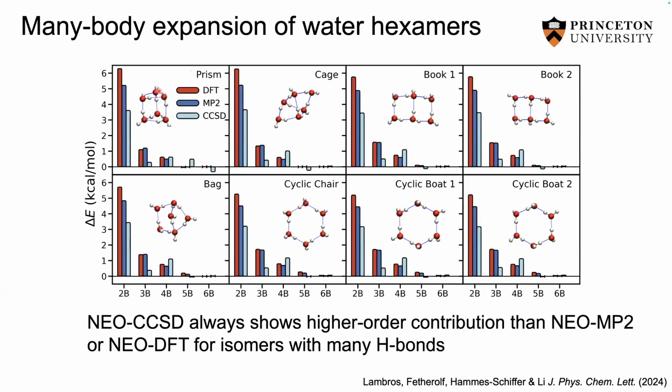And what we see is that for these isomers where there are many hydrogen bonds, so in this case, it has, I think, 9 hydrogen bonds, you see that at high order, so 4-body, 5-body, and even 6-body, the interaction terms strongly depend on nuclear quantum effects. And this is captured only at the CCSD level of theory. At the MP2 and DFT, so these are NEO-DFT and NEO-MP2, the interaction energies fall off at the 4-body level. And with coupled cluster theory, we see higher order interactions where there are more hydrogen bonds.